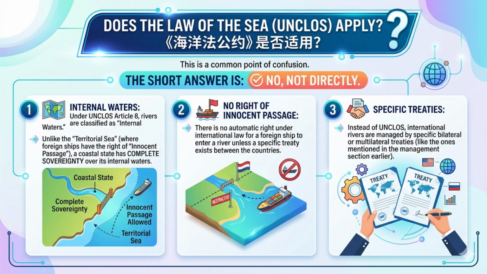But again, can you apply UNCLOS on rivers in the world? The answer is no. You cannot directly apply UNCLOS because all these internal rivers are considered not to belong to the international user. It only belongs to the country that owns the river. But again, there is a special arrangement.